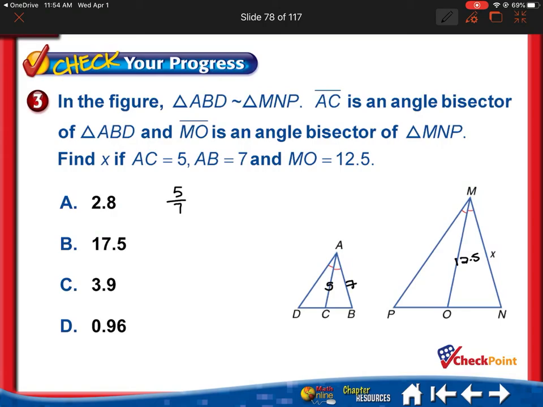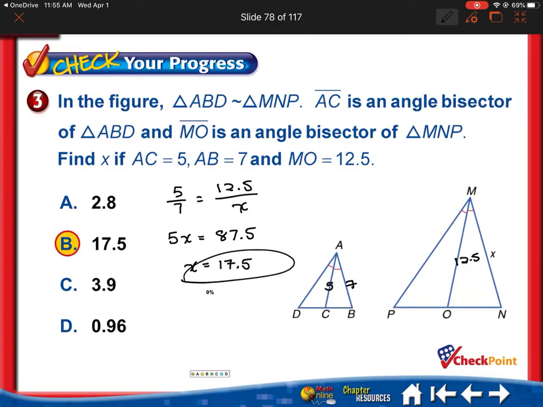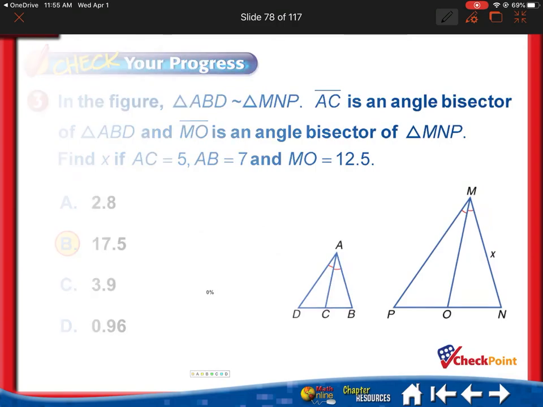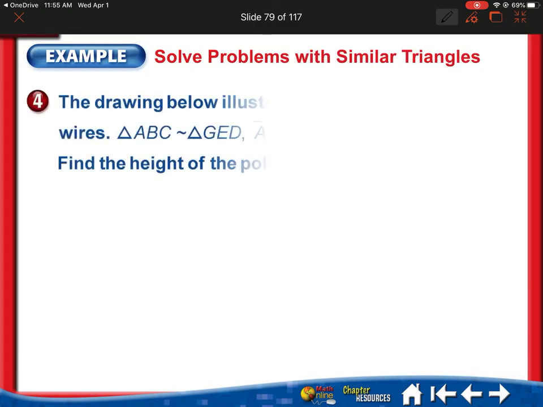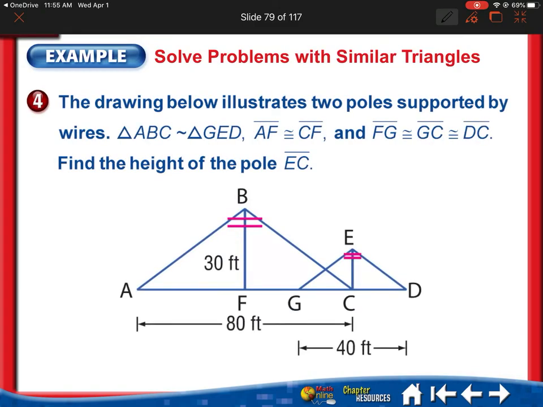So this time I'm going to set it up a little bit differently. I'm going to do 5 over 7. So I did angle bisector over right side is equal to the angle bisector of my other triangle over the left side. So we cross multiply, so 5x is equal to 87.5. Divide both sides by 5, we get 17.5. So that is correct. All right, moving right along to our last example.